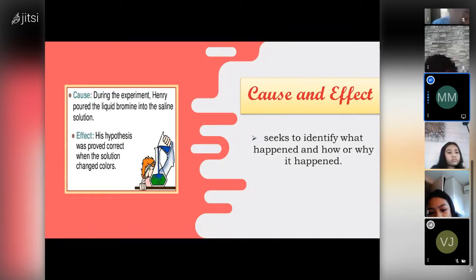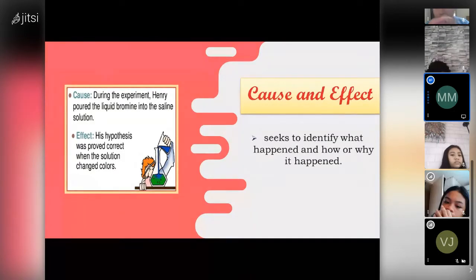Another example is, she is watching videos while the teacher is discussing, so she did not answer the questions. Okay, again, she is watching videos while the teacher is discussing, so she did not answer the questions. Okay, which is the cause and which is the effect there?